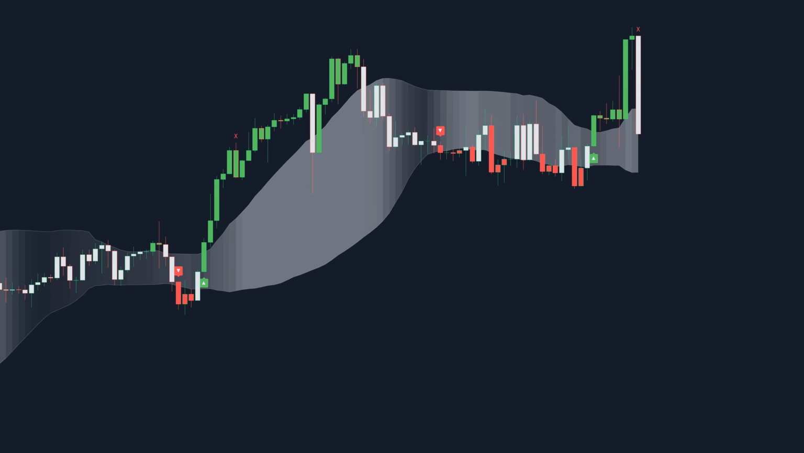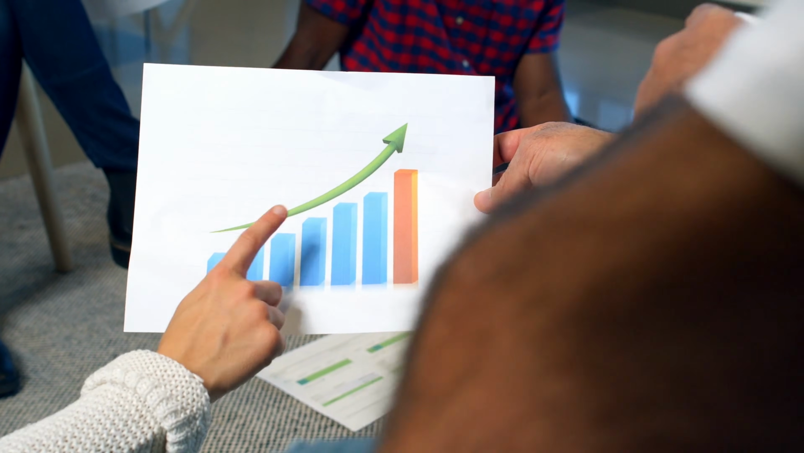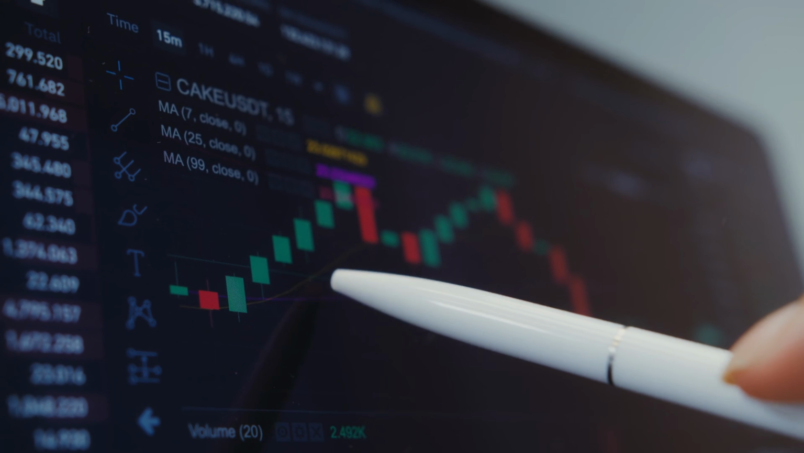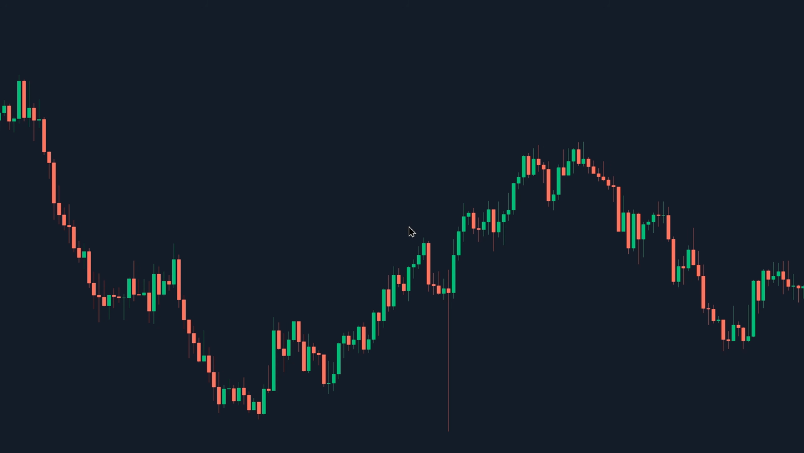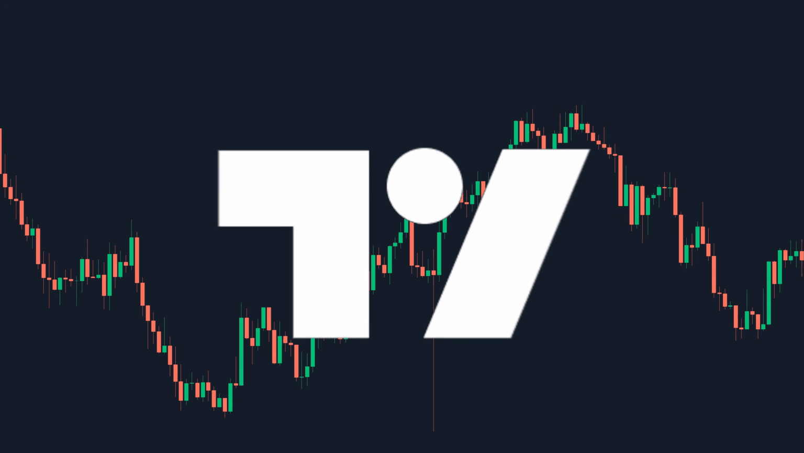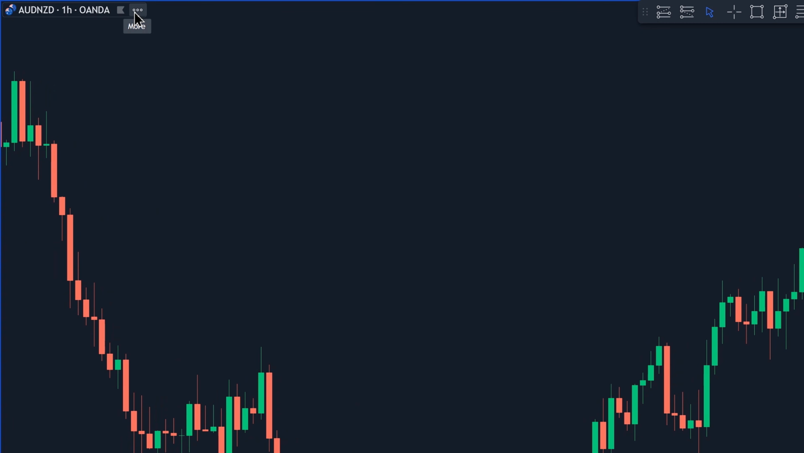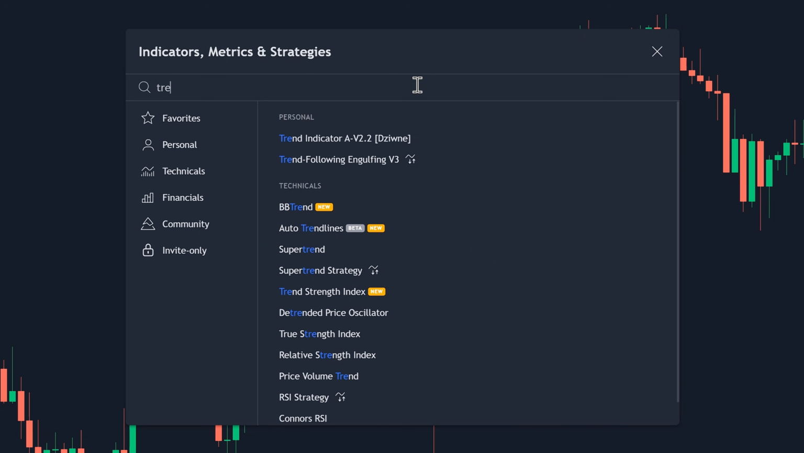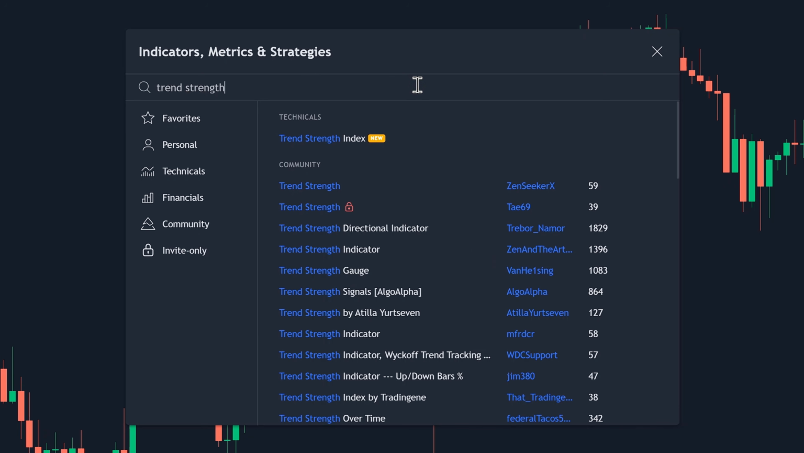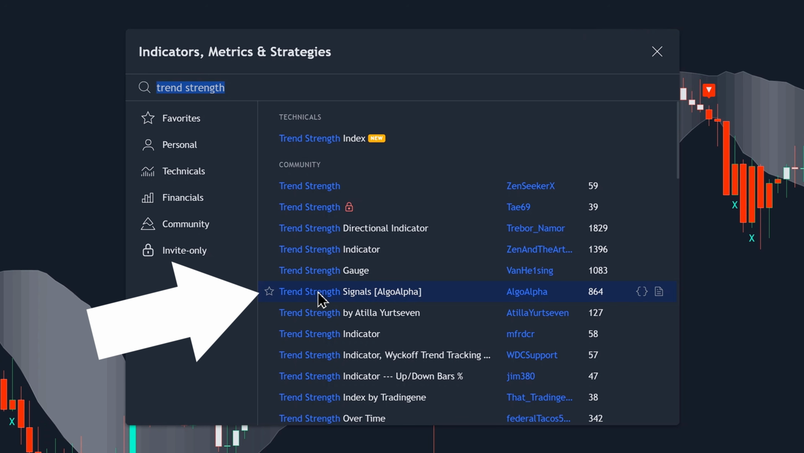In this video, I'm going to showcase an awesome indicator that you can use to identify not only the trend of the market, but also the strength of the trend. To add this indicator to your chart, you want to go to TradingView, and then here, load any trading security that you like in any time frame, and then click on Indicators. Type in Trend Strength Signals, and it's going to be this one by AlgoAlpha.